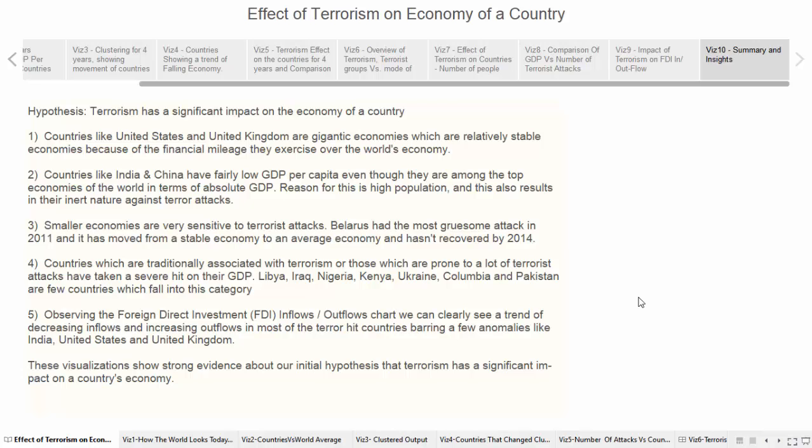Observing the FDI inflow and outflow charts, we can clearly see a trend of decreasing inflow and increasing outflow in most of the terror-hit countries, which clearly and strongly supports our evidence that there is some effect of terrorism on the economy of a country.